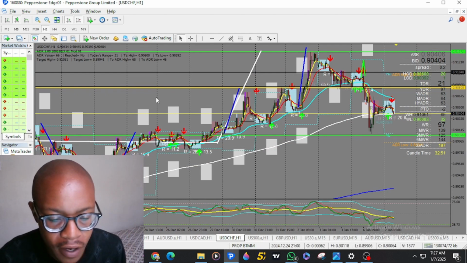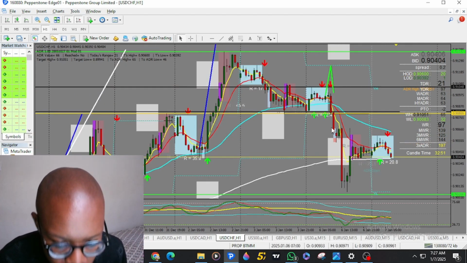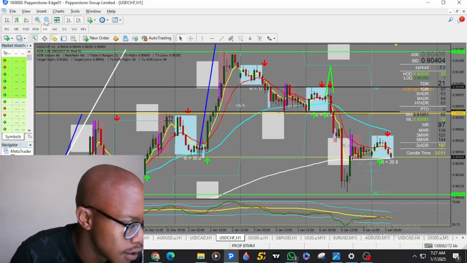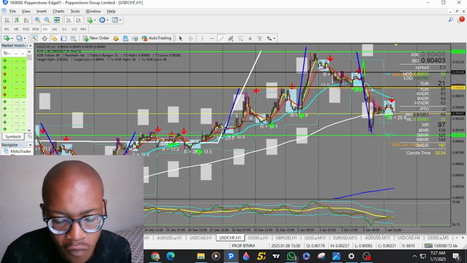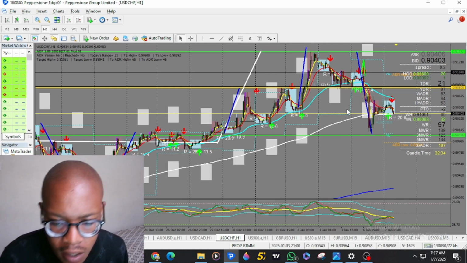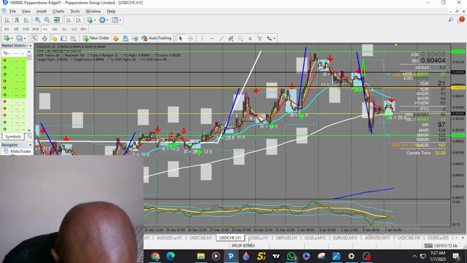And then Swiss franc, also pretty much the same thing. They just refused to give me a trading opportunity here, as you can see, but they did the same thing. We've had our level of drop from there. The reversal has begun, so now I'm anticipating a continuation of the trend.